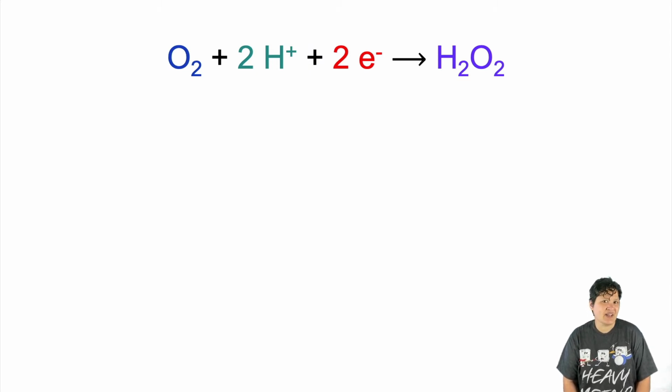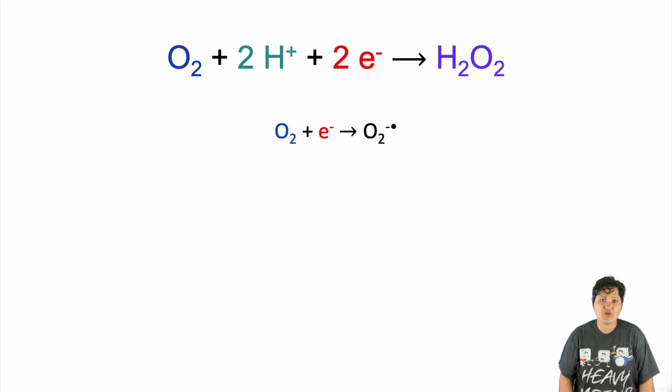Is this an elementary process? Well, we have 5 total things reacting: 1 oxygen, 2 hydrogen ions, and 2 electrons. So this is not an elementary process. The way this reaction needs to happen then is through a series of elementary processes.